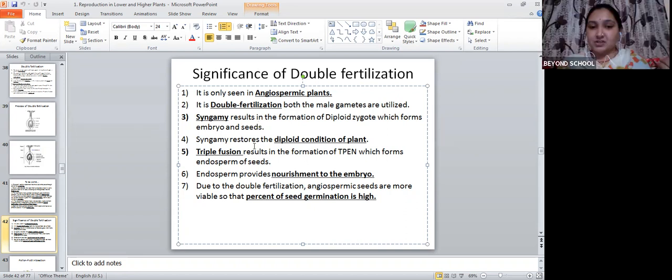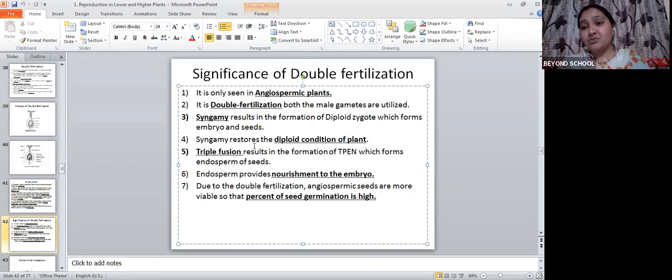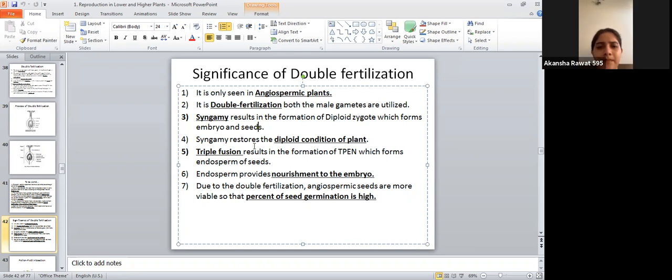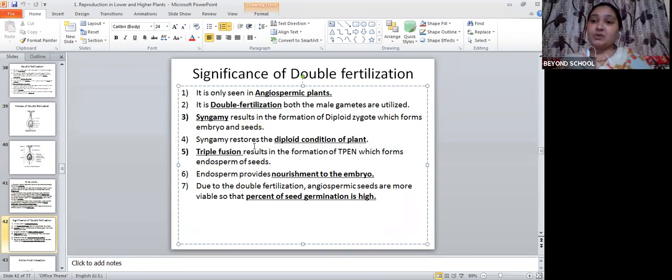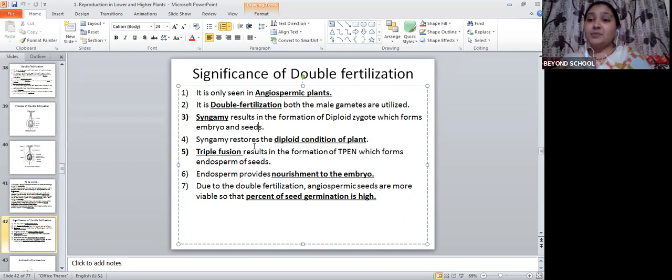Understood, dear? What is an endosperm? Endosperm is that kind of cell which is present in the seed, which is going to provide nourishment to the embryo. It will always give nourishment to the embryo. Due to this double fertilization activity in angiospermic plants, the seeds are more viable, right? Seeds are more viable means the seed has a longer lifespan. You can use these seeds in any kind of condition, because this double fertilization activity is carried out.